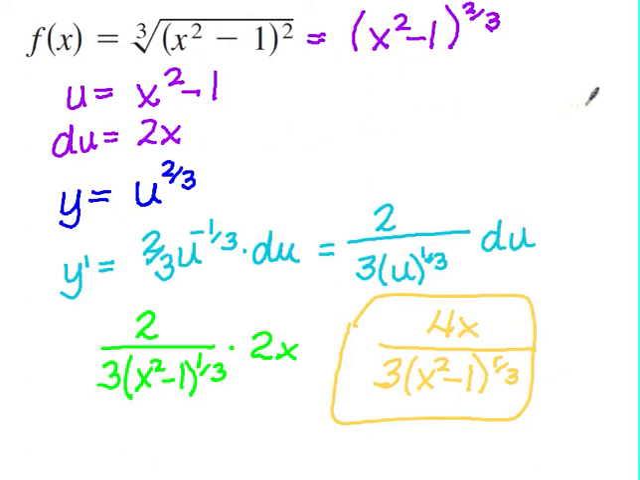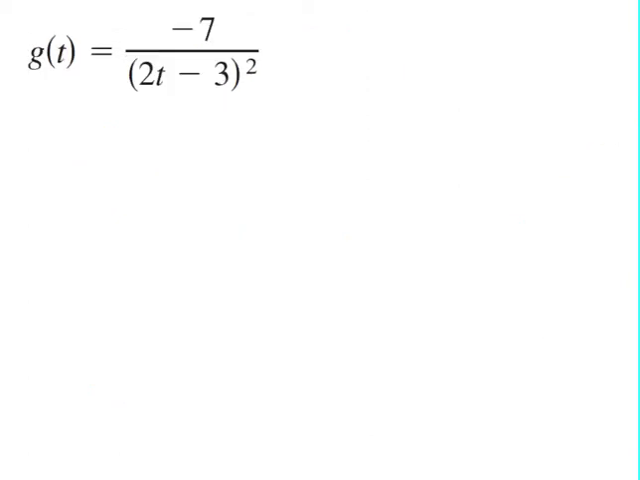Now the chain rule doesn't just apply to algebraic problems, it also applies to some trig problems, and I'm hoping that I have a trig one next. If not, we might skip it. Yeah, we're going to go ahead. Real quick, how would I rewrite this one just for kicks? Negative 2. So it'd be 2t minus 3 to the negative 2 power. Okay.